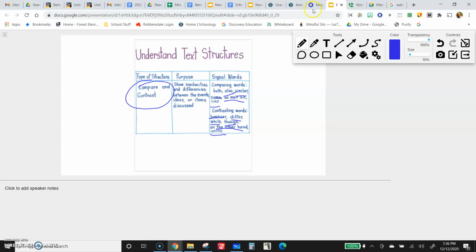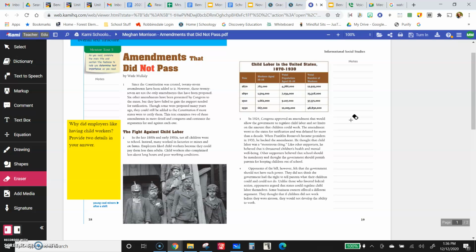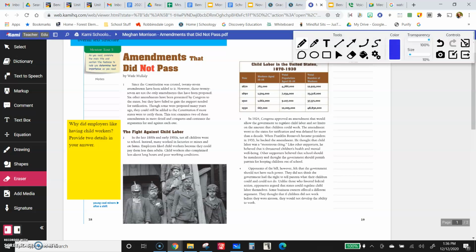2 sides are different. So if we go back to the story, you can see down here, it talks about why people wanted this bill to get passed. And then in this next paragraph, "Opponents of the bill, however, felt the government should not have such power. They did not think the government had the rights to tell parents what their children could and could not do. Unlike those who favored federal action," okay, so those are just 2 examples of words that they use to compare and contrast the different sides of this amendment, and then they do the same thing on the next page.